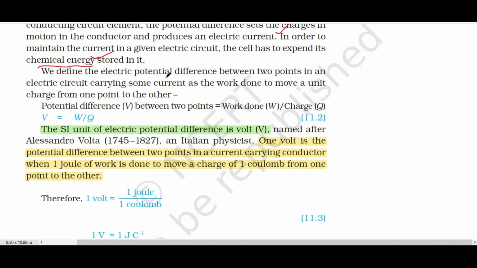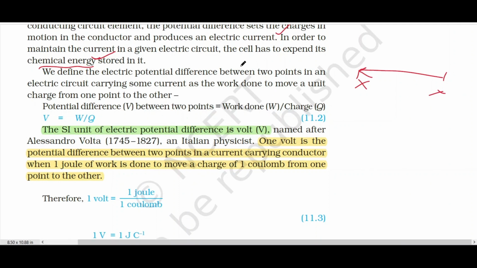We define the potential difference between 2 points in an electric circuit carrying some current as the work done to move a unit charge from one point to other. तो मान लीजिए आपके ये दो पॉइंट्स हैं जिसके बीच में इलेक्ट्रॉन फ्लो हुआ. अब इस पॉइंट से इस पॉइंट पे मूव करने के लिए कितना वर्क डन किया, उससे आपको पोटेंशियल डिफरेंस के बारे में पता लगता है.